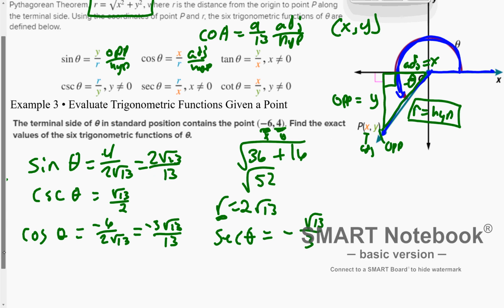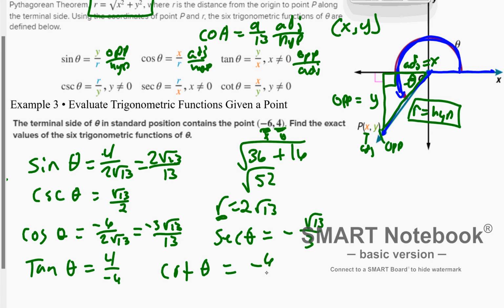And then lastly, the tangent. Tan of theta equals opposite over adjacent, or since we're in standard position here, it is y over x. So y over x, and then cotangent would be the reciprocal, and that is negative 6 over 4. So those are all 6 trig functions.